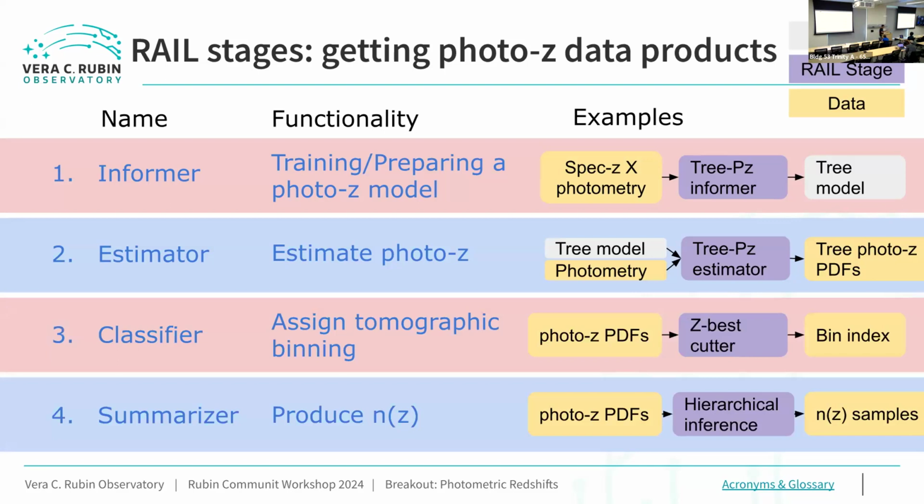For cosmology, it is important to categorize galaxies into different tomographic binnings. So we create this classifier stage to assign tomographic binning, and also the summarizers to produce redshift distributions.